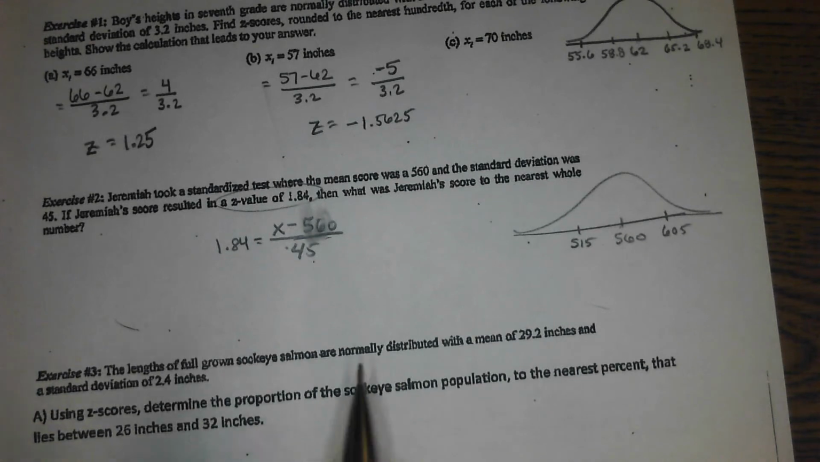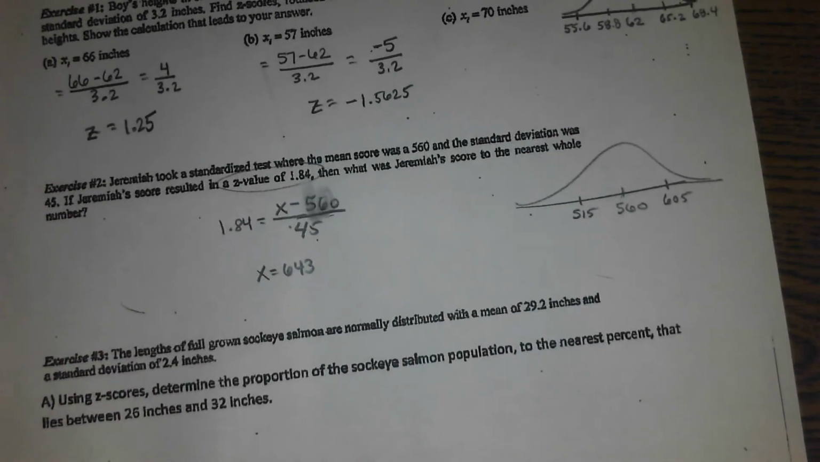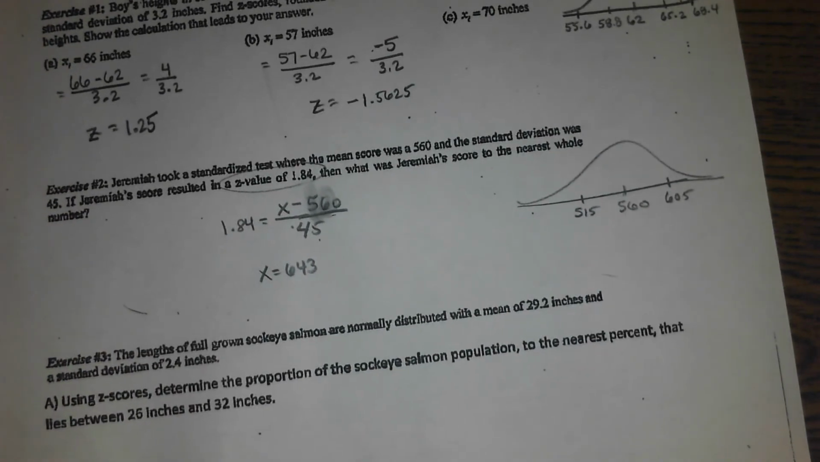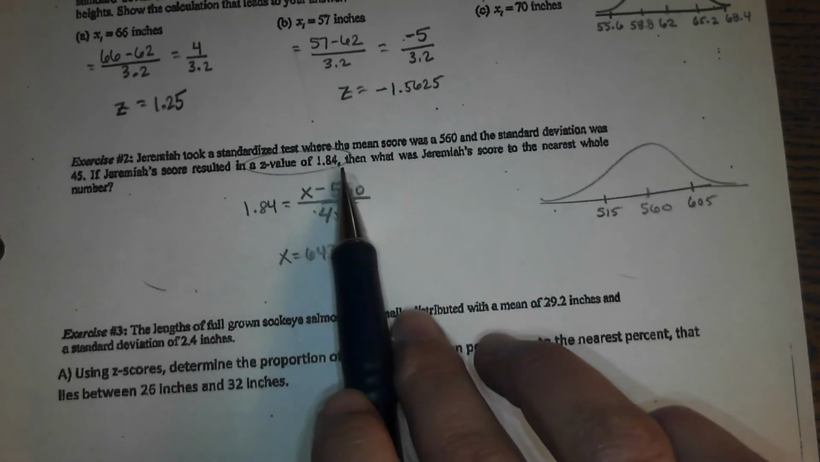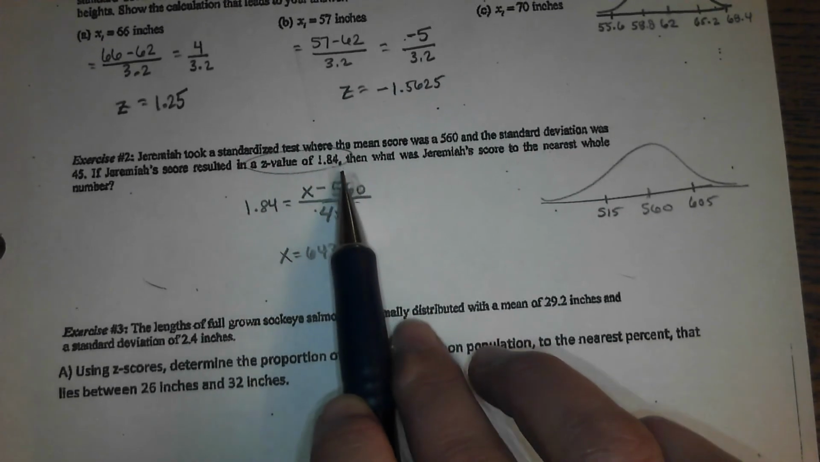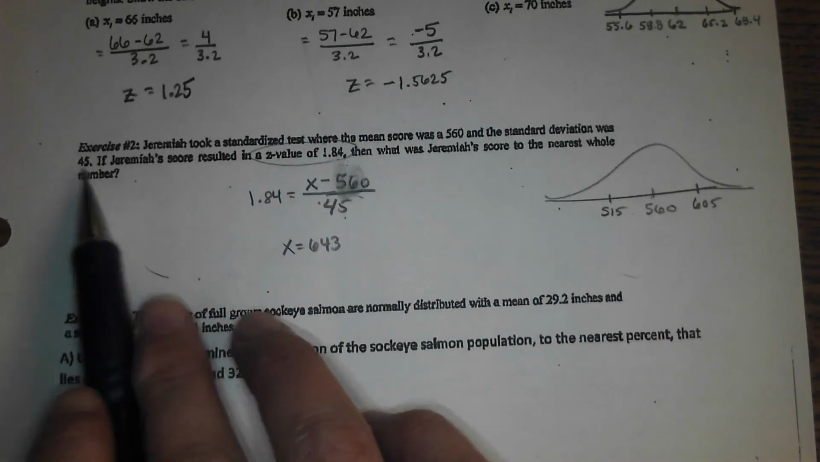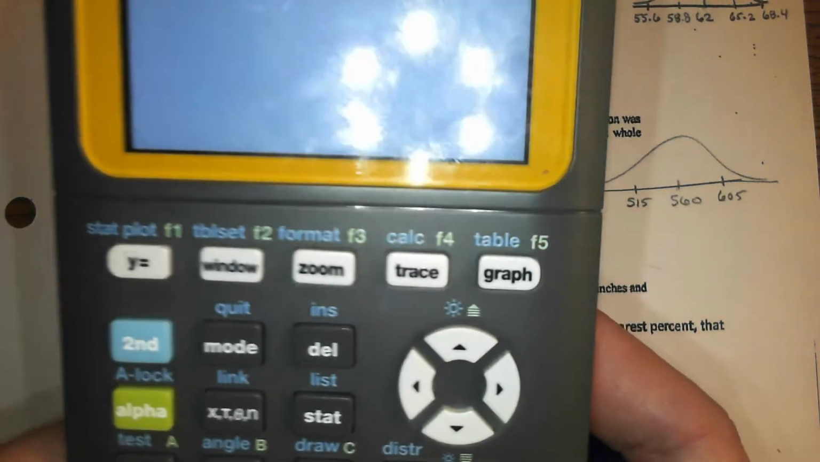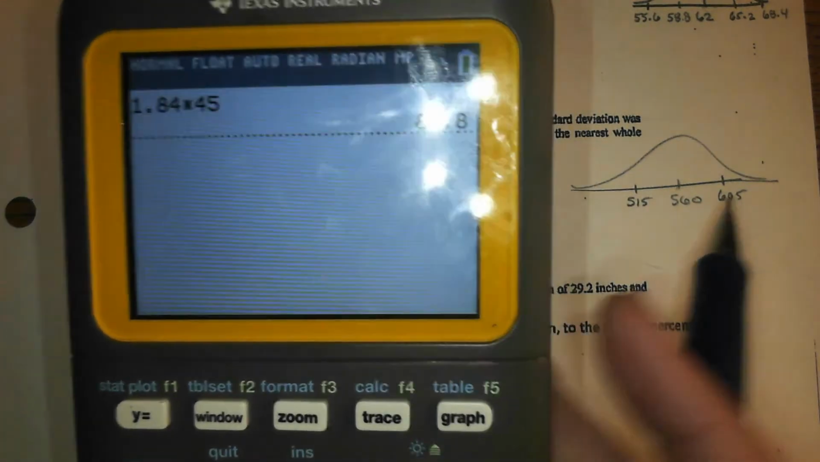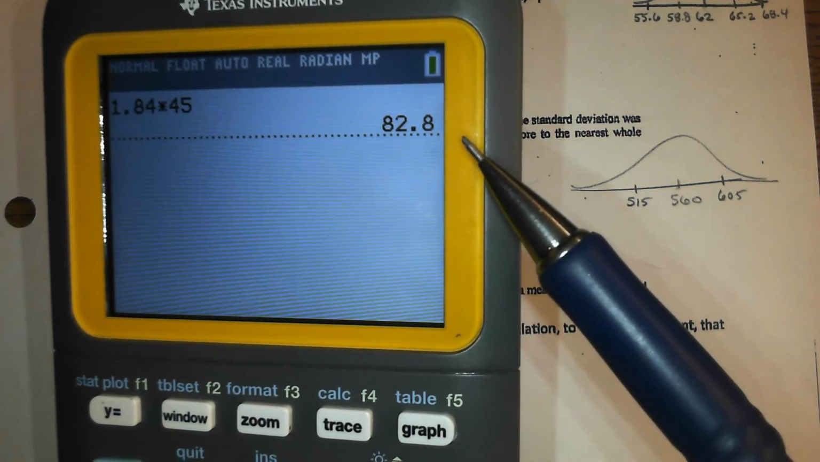Okay, so he multiplied, so what did you get? X equals what? Okay. I'll give you bonus points. That's not really what I was thinking, I was thinking more conceptually, right? 1.84 means you're 1.84 standard deviations above the mean. 1.84 standard deviations is 1.84 times 45. So I was more thinking 1.84 standard deviations would be 82.8 above the mean.